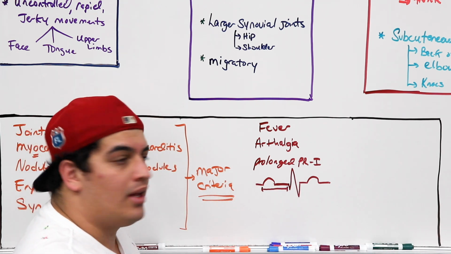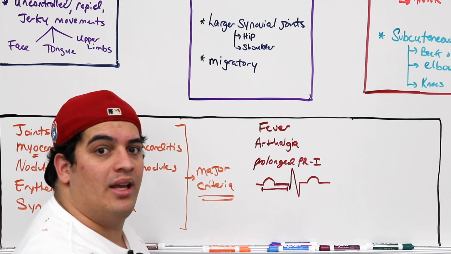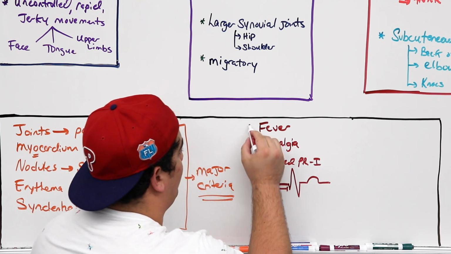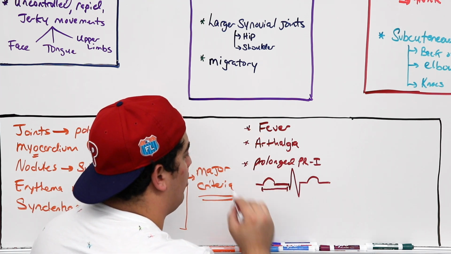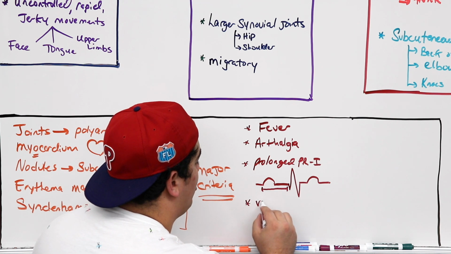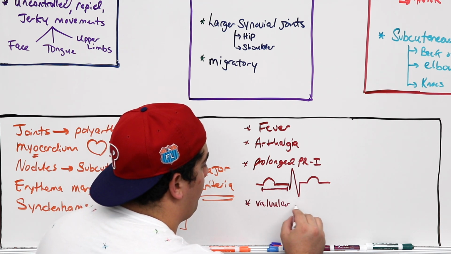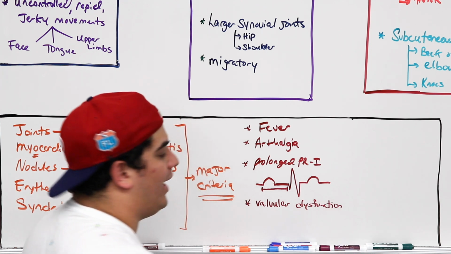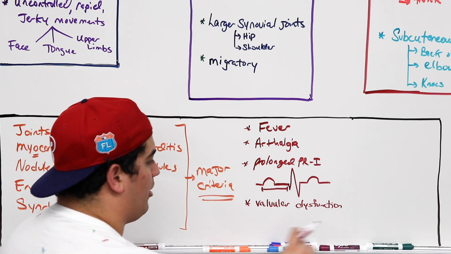Here's another really good one. Remember we told you that over time, it can start to cause valvular dysfunction. So another big issue here, so we have fever, arthralgia, prolonged PR interval. Another one is it can start to produce valvular dysfunction. Particularly what valves again? Mitral and aortic semilunar valve. And what's another big one?